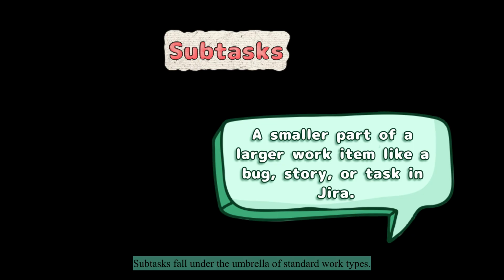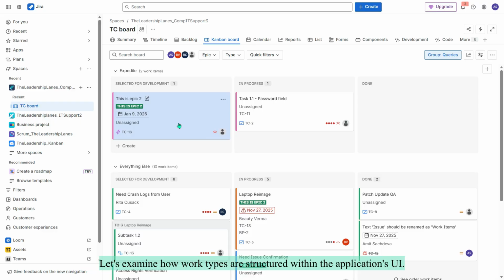Subtasks fall under the umbrella of standard work types. A subtask is a smaller part of a larger work item like a bug, story, or task in Jira, used to break down a project into more manageable pieces.